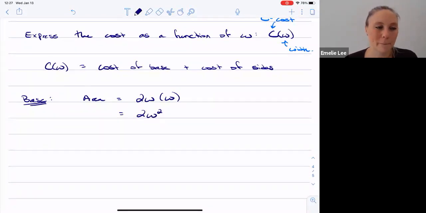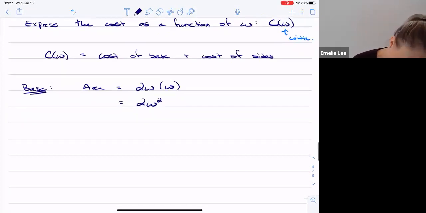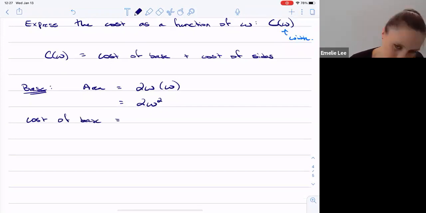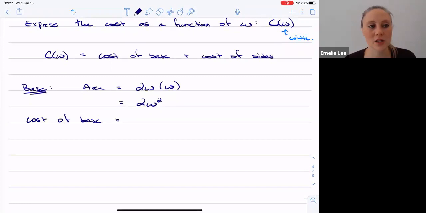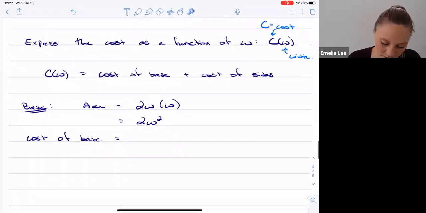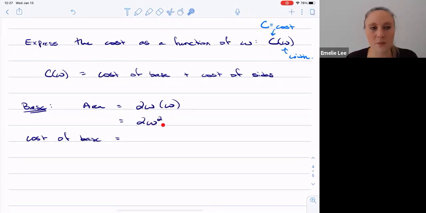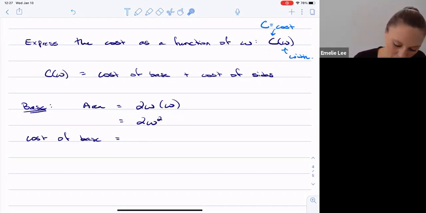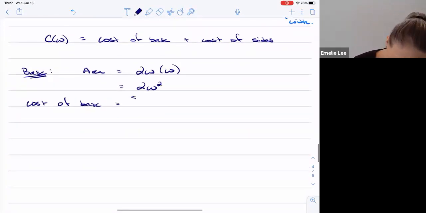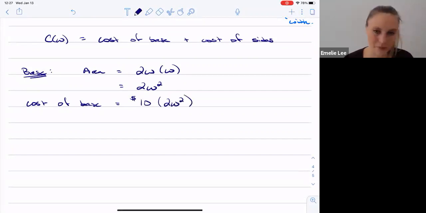Right? So then the cost of the base, we said was $10 per square meter. And of course, that area depends on W, which is what we wanted, right? We want W to be the input. So regardless of what W is, we can figure out what the area is. So I'm going to say that's $10 times 2W squared.